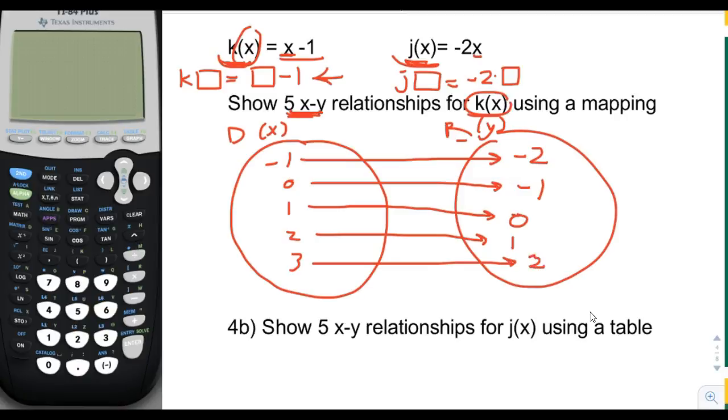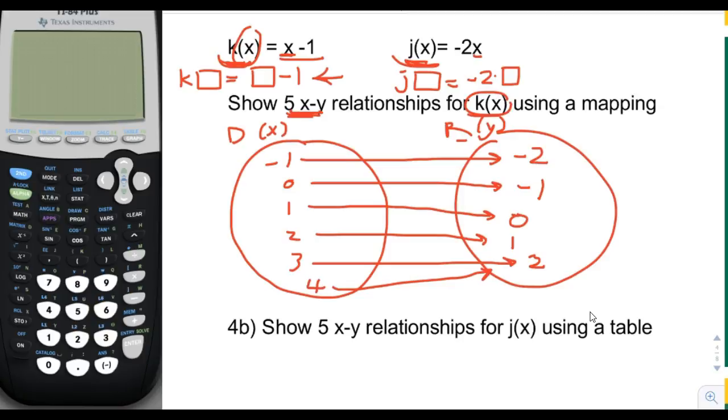This is obviously a function because not only is there only one y for each x, but in this case, no x's are mapping to the same y, which is even more strict than a function. Because remember, if it's a function, I can have 4 map to 2 also. That's not a problem.